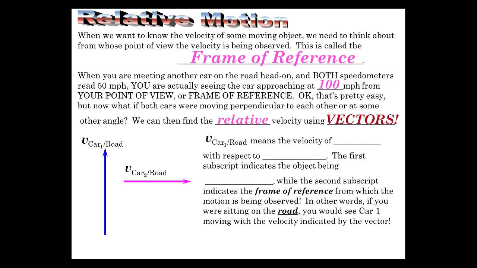Just to clarify what these vectors with their subscripts mean, v car 1 slash road means the velocity of car 1 with respect to the road. The first subscript is the object being observed. You're observing car 1. From what point of view are you observing car 1? The road. So that's what that means. This motion is what you would see car 1 doing if you're standing on the road watching it.